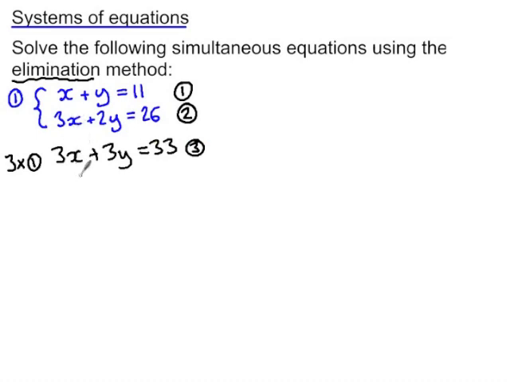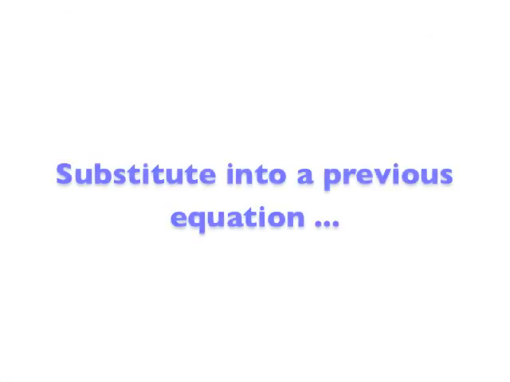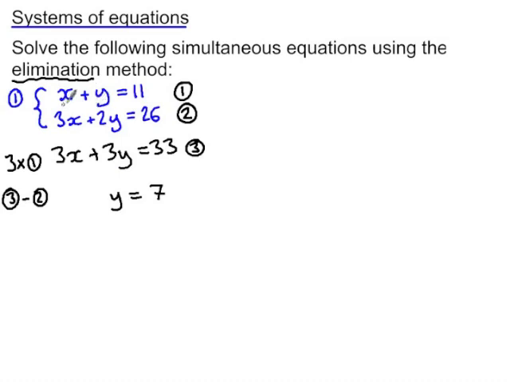And now we've got two equations, both with 3x in them, so we can subtract one equation from the other. I'm going to subtract equation 2 from equation 3, because that then leaves me with a positive coefficient of y. So 3x take 3x is 0, that's been eliminated. 3y take 2y is y, and 33 take 26 is 7. Now that I know the value of y, I can substitute that into one of the original equations. The easier one is x plus y is 11, so x is 4. So that's one way I could proceed.